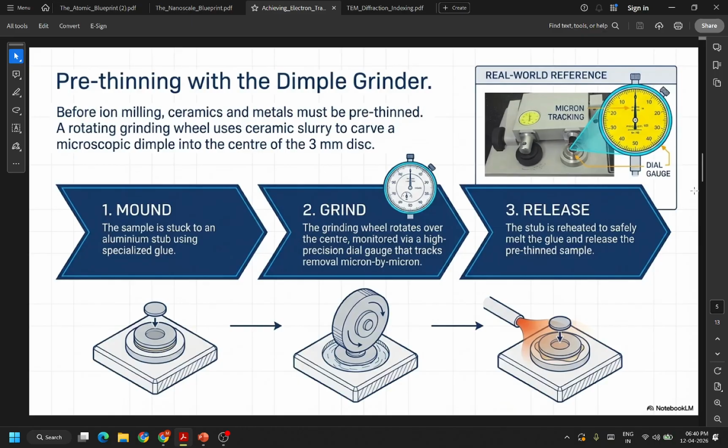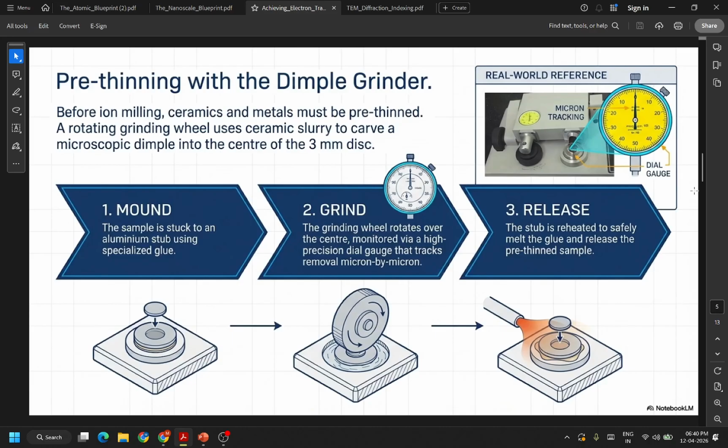Then we use dimple grinders. So before ion milling, ceramics and metals must be pre-thinned. A rotating grinding wheel uses ceramic slurry to carve a microscopic dimple into the center of the 3 mm disc.